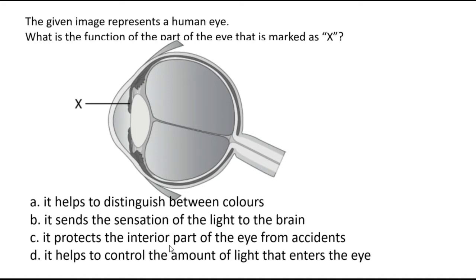It protects the interior part of the eye from accidents. It's the cornea which does that. It helps to control the amount of light that enters into the eye. So the last option is the correct option. You have to read these options carefully, and we shall go for the correct answer as D.